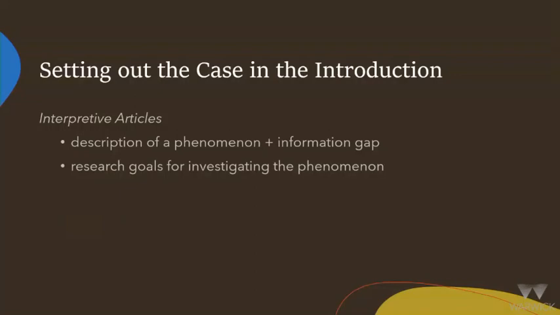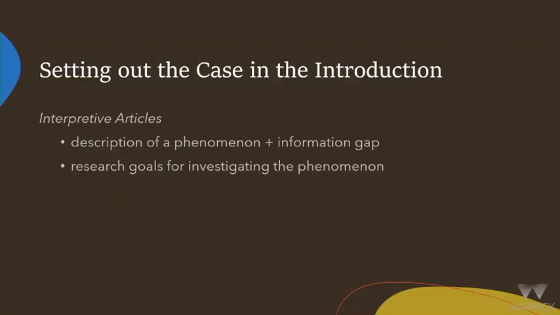So the interpretive articles involved quite a detailed description of a phenomenon, and often there was a bit of an information gap as part of that description, and then they would end with their open-ended research goals for investigating the phenomenon. It sounds like a general description, but it has to be general to fit all of the articles, obviously, and it was very much quite different from that problem-solution structure of the other one.